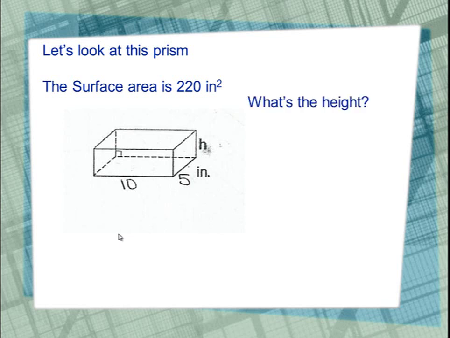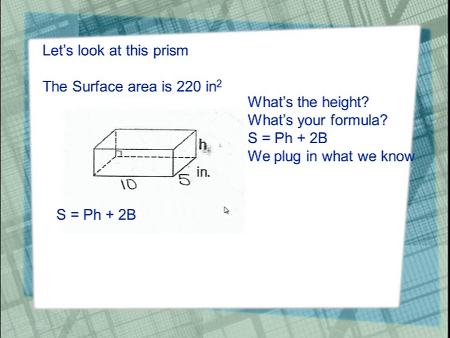Okay, so what's our height? What's my formula? My formula is surface area equals perimeter of the base times the height plus 2 times the area of the base. I have all my bases, so I just need to plug in what I know. I know that my perimeter is 10 plus 5 plus 10 plus 5, which is 30, and the area of my base is 10 times 5, which is 50.